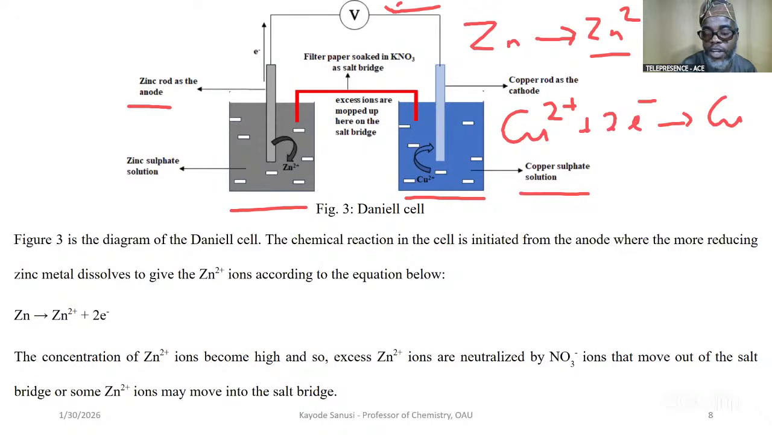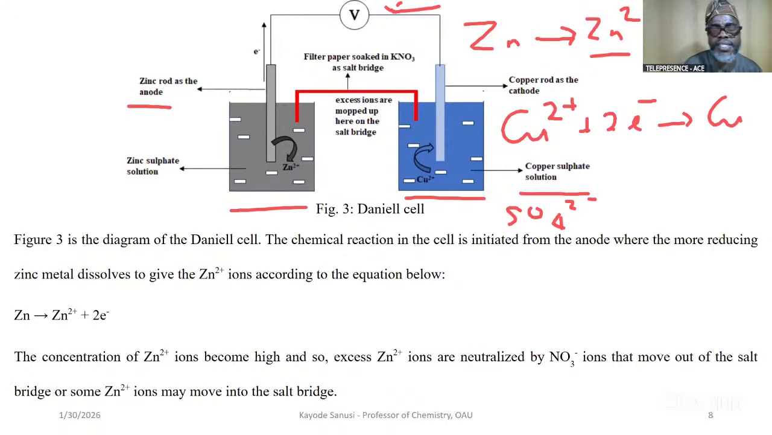And you are going to have excess sulfate ion. You are going to have excess SO4 2 minus. Remember, what you have there is copper sulfate solution. So the copper 2 ion will be deposited, leaving behind sulfate ion. So you are going to have excess sulfate ion in the solution. Whereas here, you are going to have excess zinc 2 plus as a result of the dissolution of the zinc rod. Excess zinc 2 plus here, excess sulfate ion here.